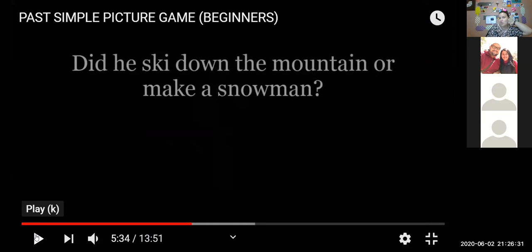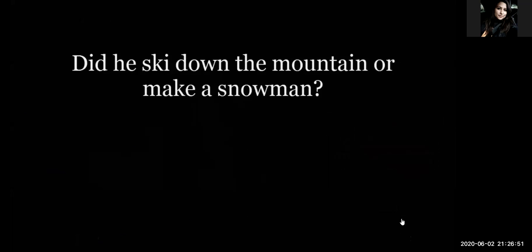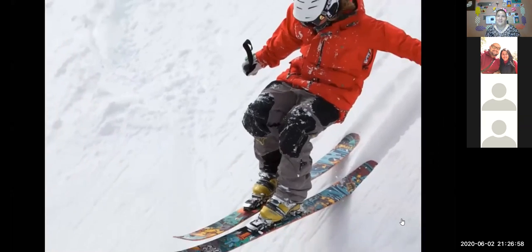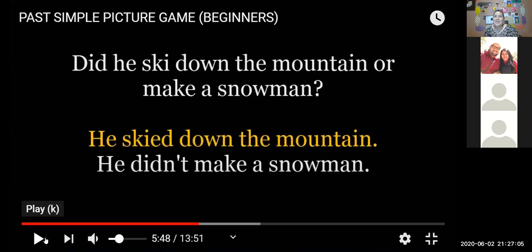Did he ski down the mountain or make a snowman? He made a snowman and he didn't ski down the mountain. Okay, let's find out. Down the mountain. So he skied. He didn't make a snowman. He skied down the mountain. That's the past tense of ski. Skied. He didn't make a snowman. Okay.